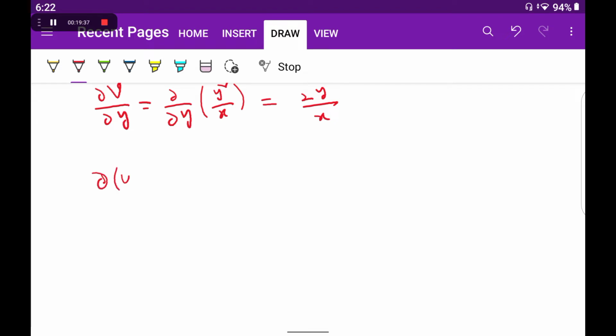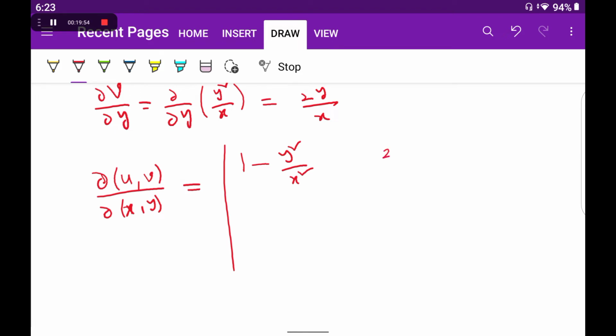we get ∂(u,v)/∂(x,y) becomes: ∂u/∂x is 1 - y²/x². ∂u/∂y is 2y/x. ∂v/∂x is -y²/x². ∂v/∂y is 2y/x.